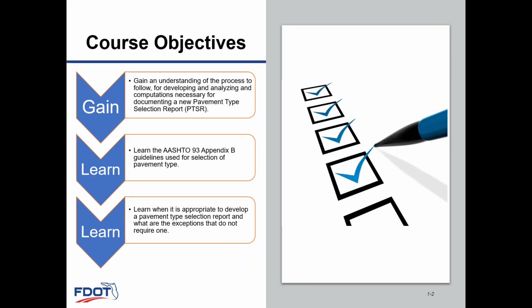This course provides sufficient information so that the necessary data can be developed and proper engineering principles applied to develop a pavement type selection report, PTSR. This course was developed to gain an understanding of the process to follow for developing, analyzing, and computations necessary for documenting a new PTSR. Learn the AASHTO 93, Appendix B guidelines used for selection of pavement type.